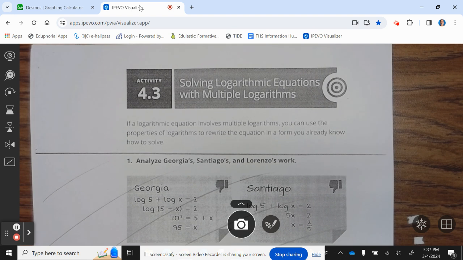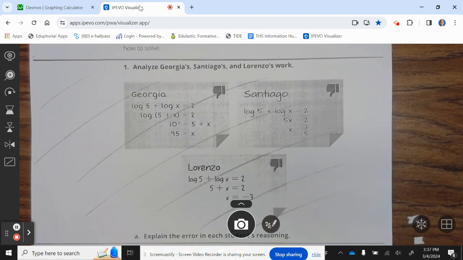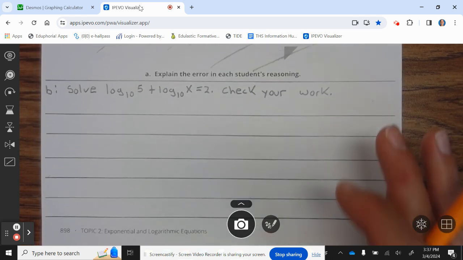Activity 4.3, solving logarithmic equations with multiple logarithms. If a logarithmic equation involves multiple logarithms, you can use the properties of logarithms to rewrite the equation in a form you already know how to solve. Go ahead and mark out number 1. Let's take a look at B.